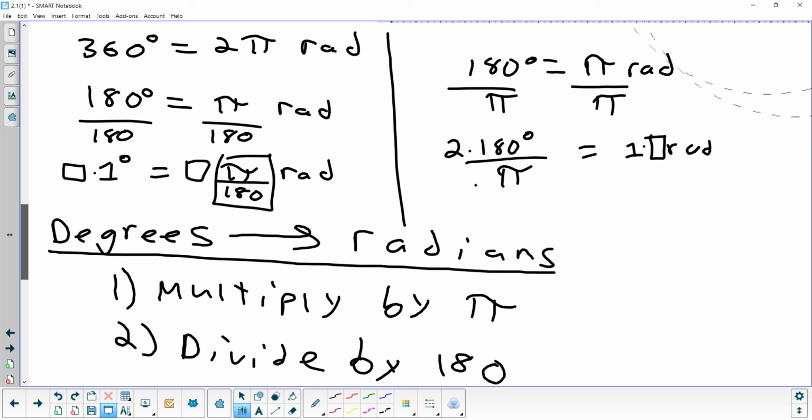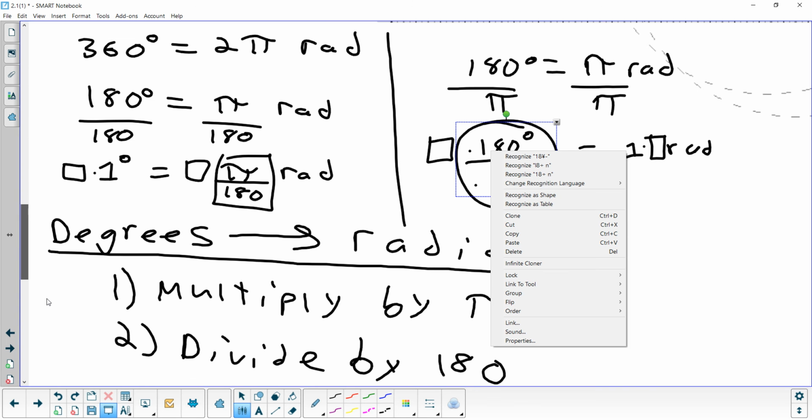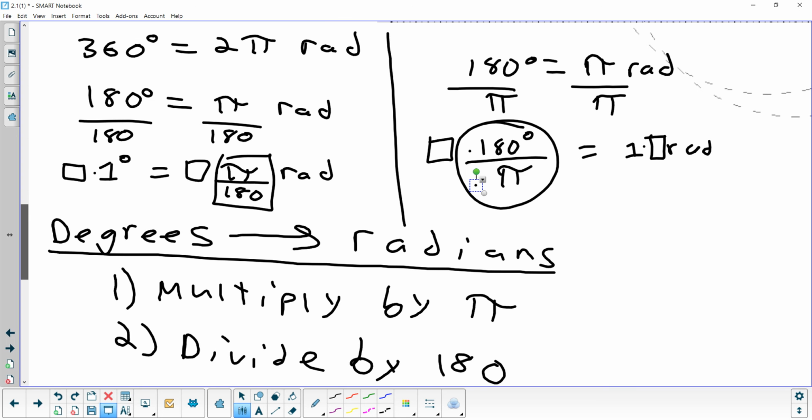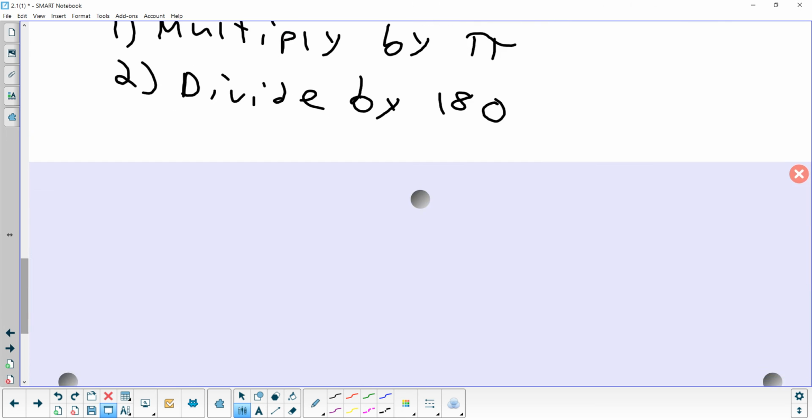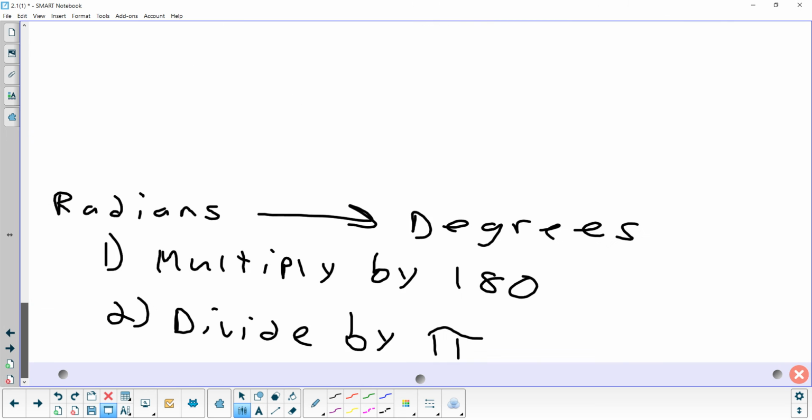Again, it doesn't matter what number you put in this box. If you wanted to know how much is 12.5 radians, you could multiply this side by 12.5, and multiply this side by 12.5, and then do it out. The key is what I just circled. If you want to convert from a radian to a degree, you take what you want to convert, you multiply it by 180, and you divide it by pi. The 180 is in the top, and the pi is in the bottom. So multiply by 180, and divide by pi.